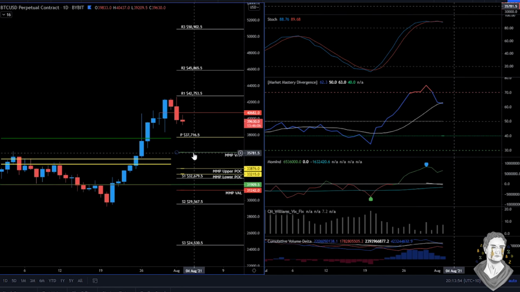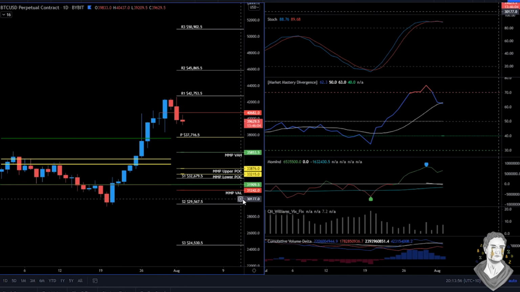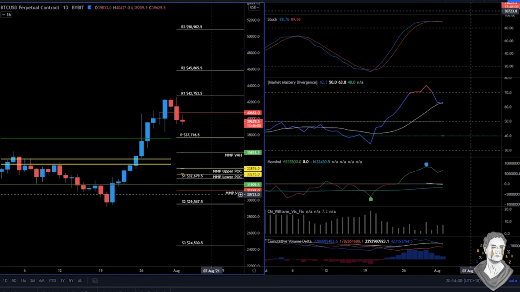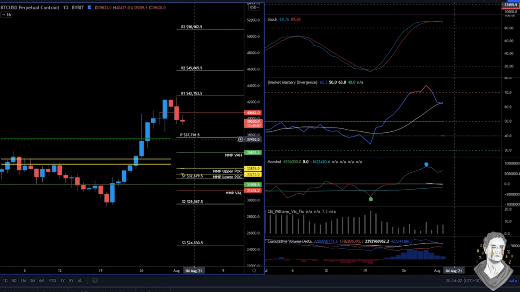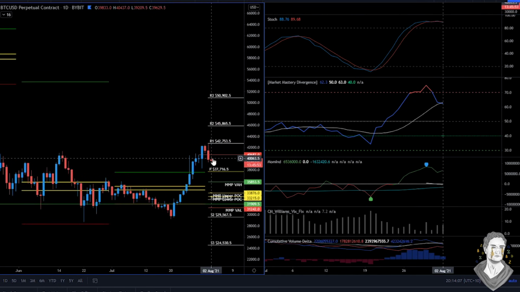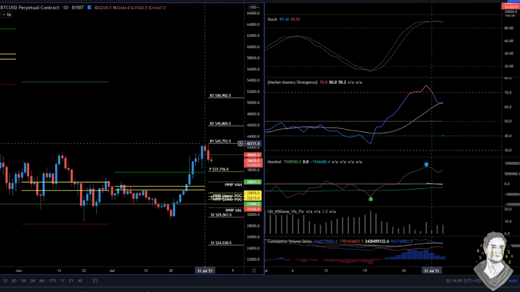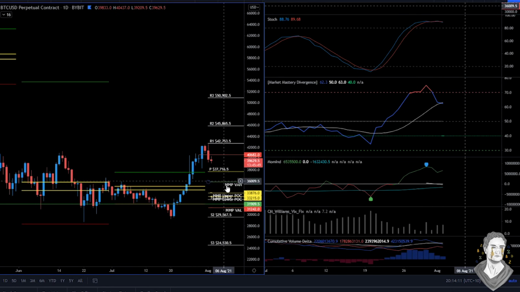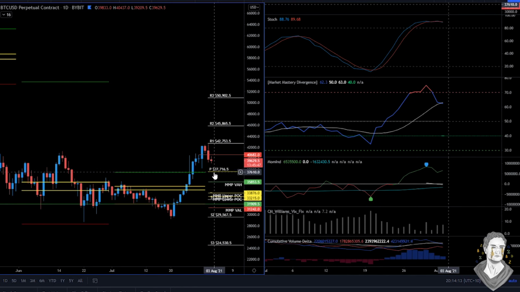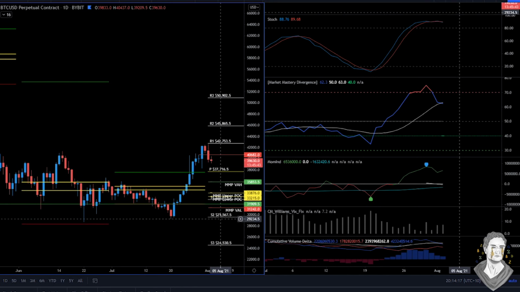So as long as we are above the monthly profile value area high at $35,853, I don't see any major problems with this price action, and of course above that monthly pivot as well. So big zone here. Of course, we are in a big range, and that makes for some bigger targets to the downside, or not bigger targets, but bigger support regions as far as the range is concerned here.